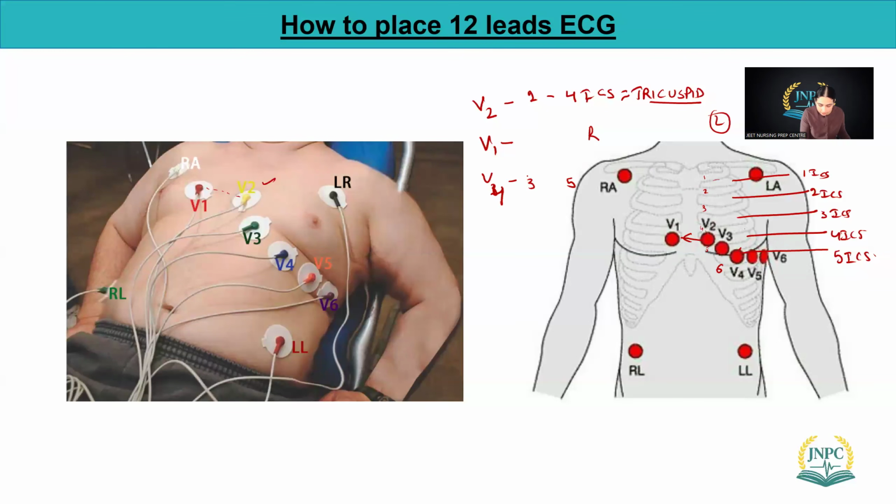So this should be your third lead. And fifth intercostal space. What do we have in fifth intercostal space? That is your mitral valve, which is your bicuspid valve. So here we have mitral, or some people call it mitral, bicuspid, anything is okay. Okay, so V4. Now we have placed V2, we have placed V4.